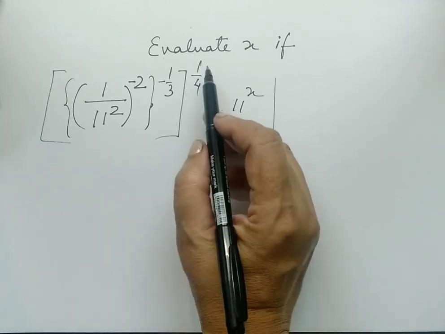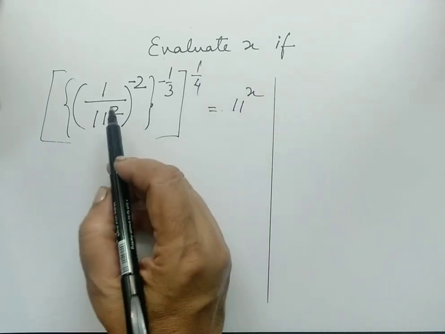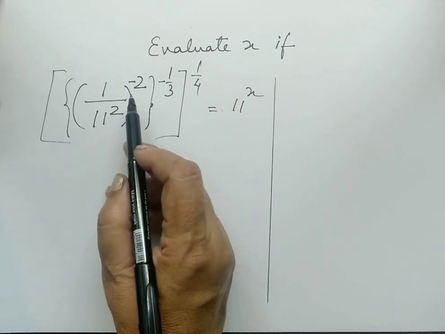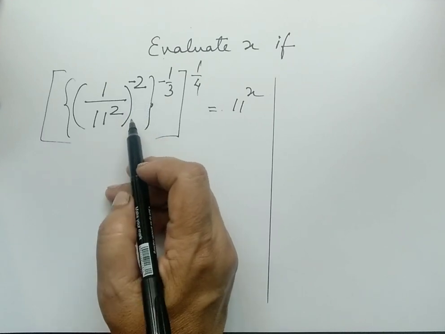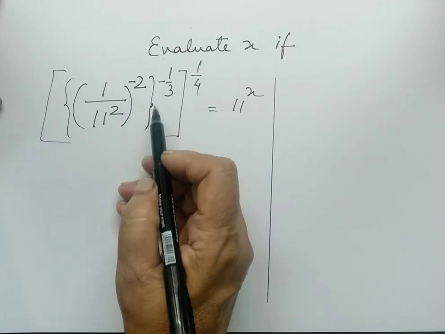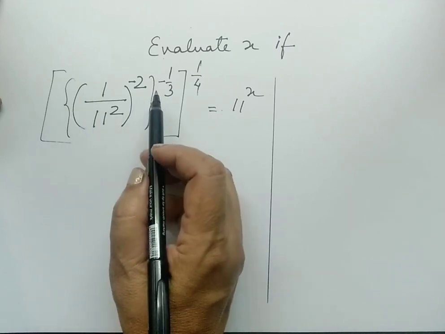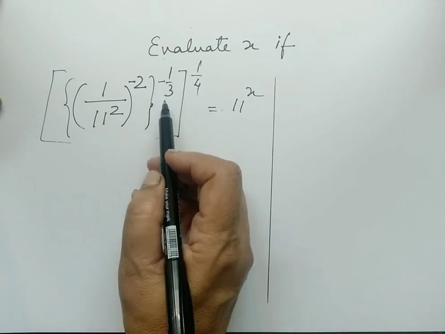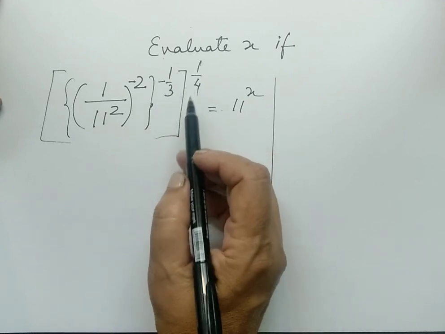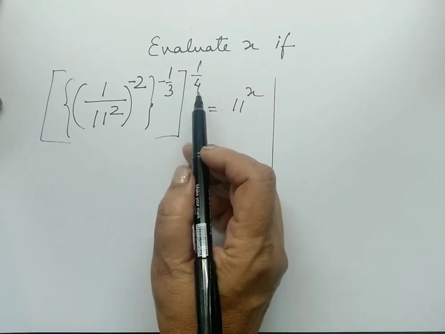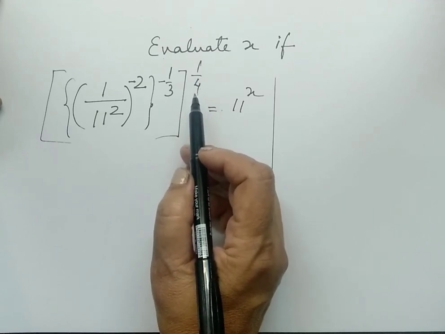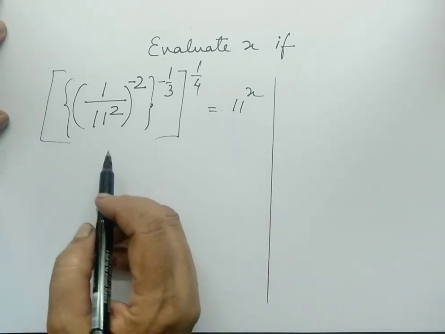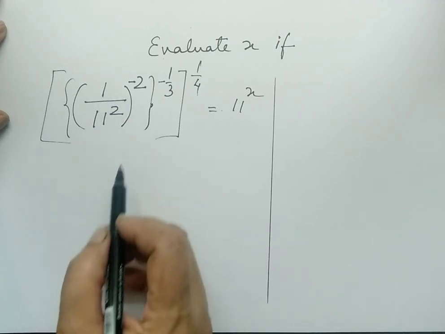Here we have to evaluate x provided (1/11)^(-2) has a negative 2 as power, and then we have a curly bracket outside it which also carries a rational exponent of minus 1 by 3, followed by 1 by 4, as well, at the end of the block bracket. So the first step would be to bring this on the top.